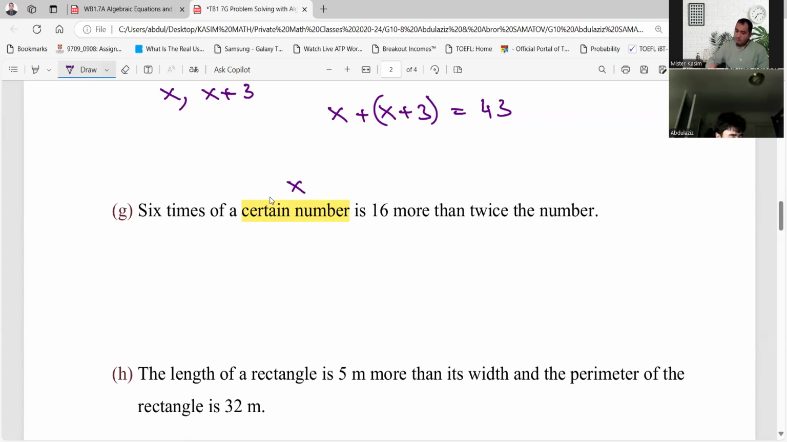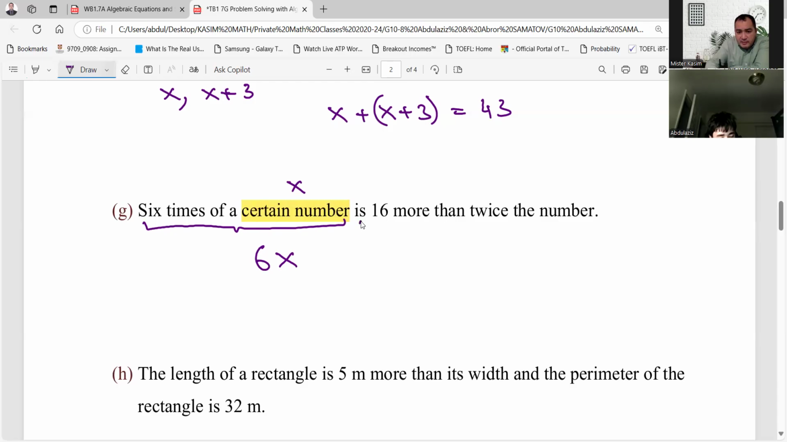x multiply x plus 16. No, no, no, Abdullah. It says 6 times of a certain number. So what is 6 times of a certain number? It is 6x, right? Yeah.